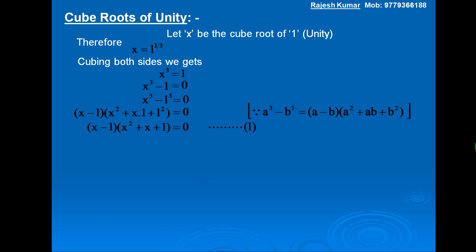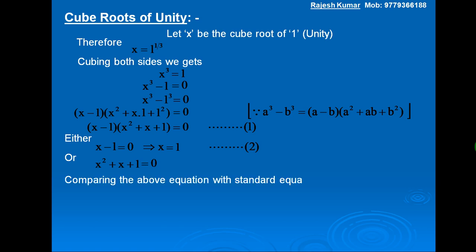Now this is the product of two terms equal to 0, and this is possible if either x minus 1 is equal to 0. This implies x is equal to 1. So this is the one root of cube roots of unity. Let it be equation number 2. Or x square plus x plus 1 is equal to 0. So this is a quadratic equation.